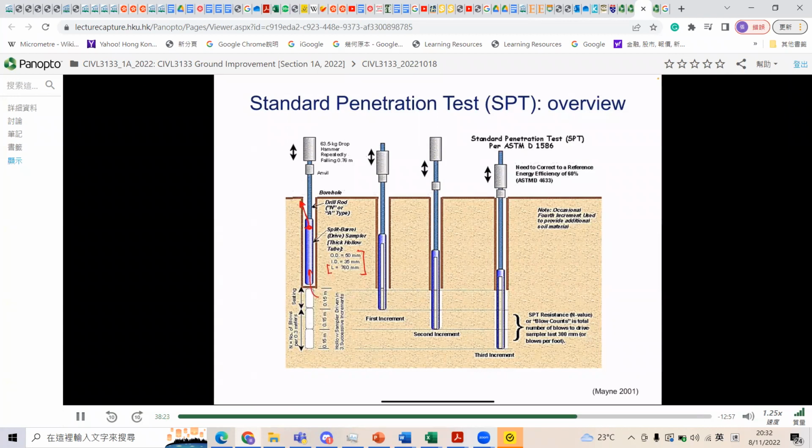So this is the standard penetration test. And what's essentially happening is you have an anvil here that's fixed to the rod, and you have some hammer that's standard as well, 63.5 kilograms to be exact, falling a height of 0.46 meters each time. And each time it falls and hits the anvil, it will push this sampler deeper and deeper into the ground.